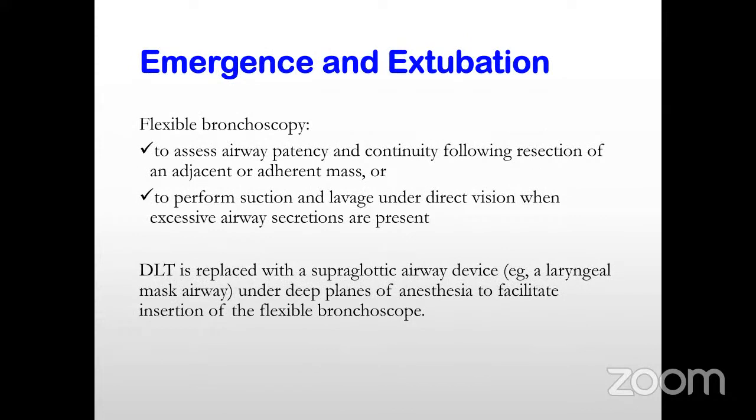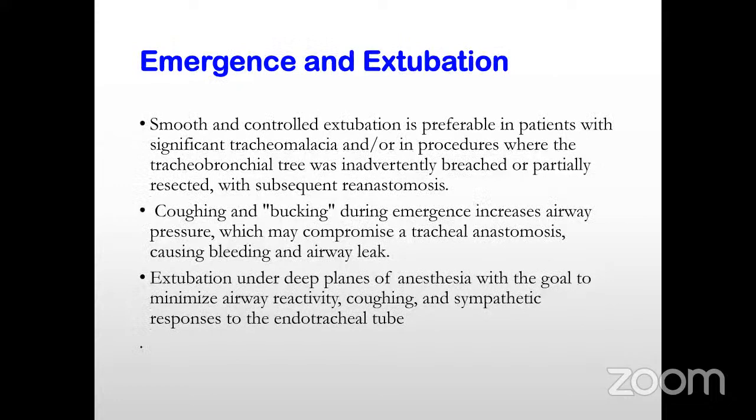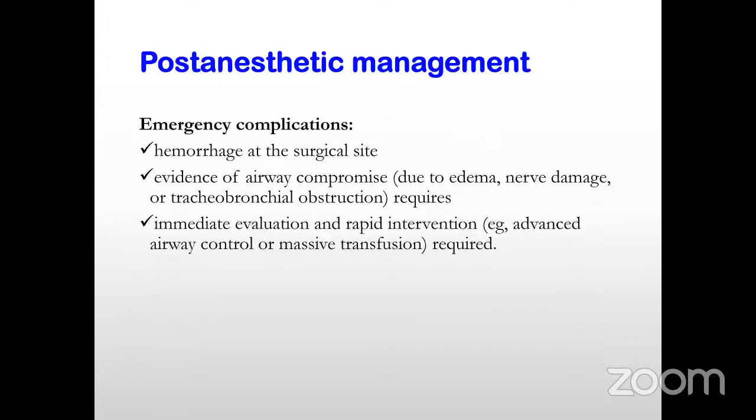So we have to maintain a good depth of anesthesia with good analgesia so that they don't buck and cough. And then you can use flexible bronchoscopy directly, or if you have placed a double lumen tube, you can replace it with a supraglottic airway device, specifically second generation, and replace it over a flexible bronchoscope so that you can see whether the structures, especially the airway structures, are collapsing. A smooth and controlled extubation is a must for these patients. Try to avoid coughing and bucking. Extubation under a deep plane of anesthesia, with the goal to minimize airway reactivity, coughing, and sympathetic response, is important, because these patients for some time are very labile with regard to cardiorespiratory and airway structures.